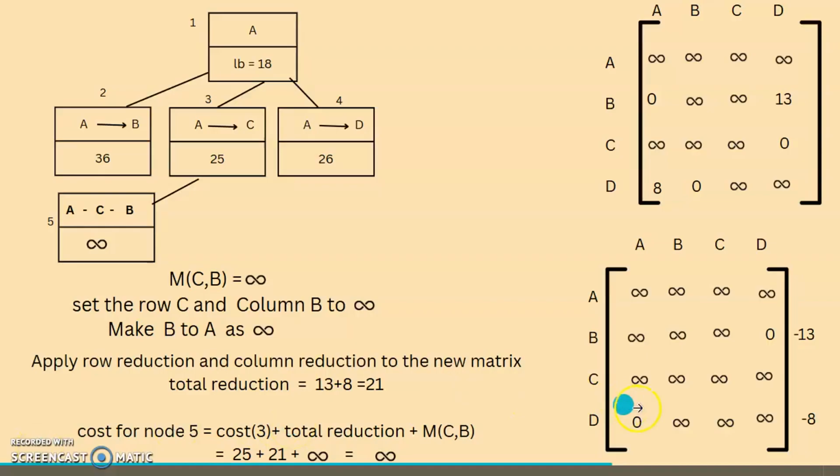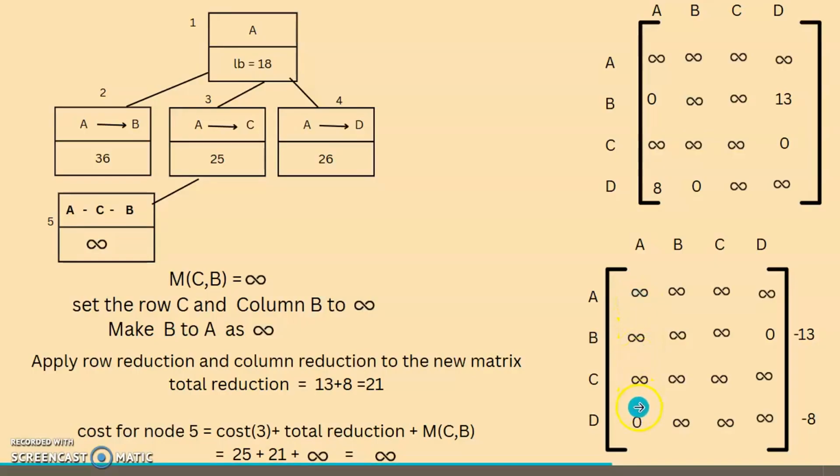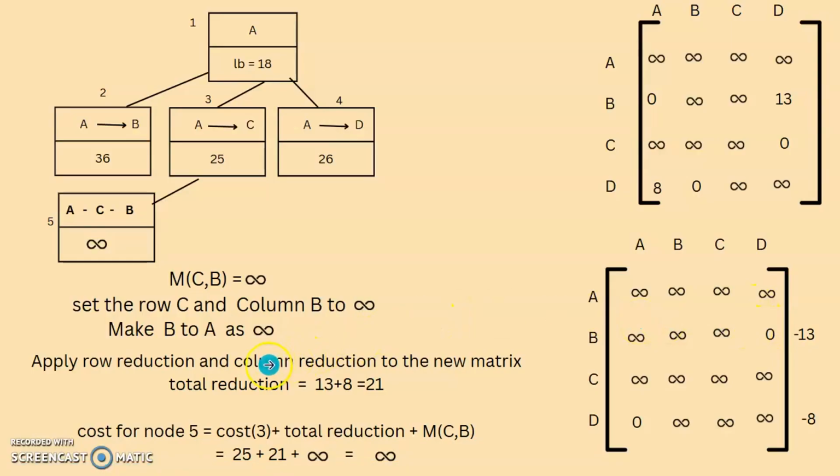So you got a 0 here, and column reduction, there is no column reduction required for this matrix because first column contains a 0, second and third column full of infinity, and fourth column already contains a 0. So the total reduction value is 13 plus 8, 21.